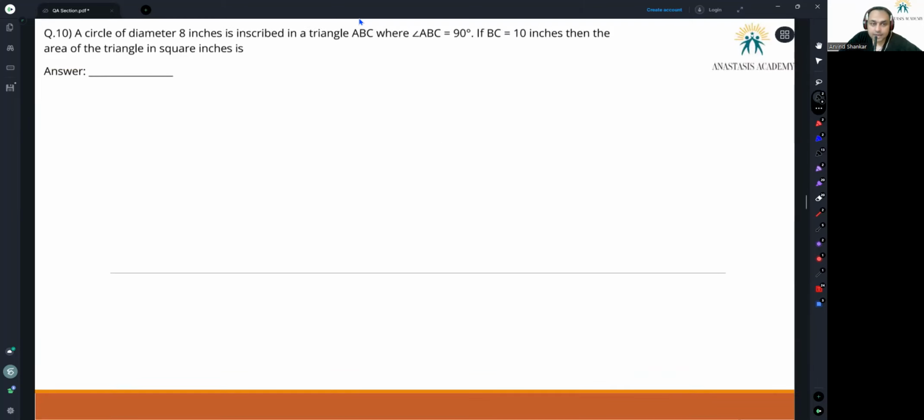A circle of diameter 8 inches is inscribed in a triangle ABC, where angle B is 90 degrees. If BC is equal to 10 inches, then the area of the triangle in square inches is.